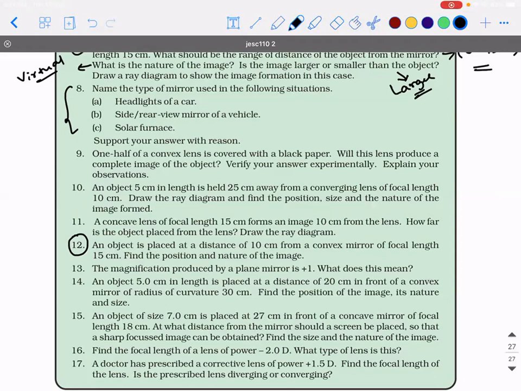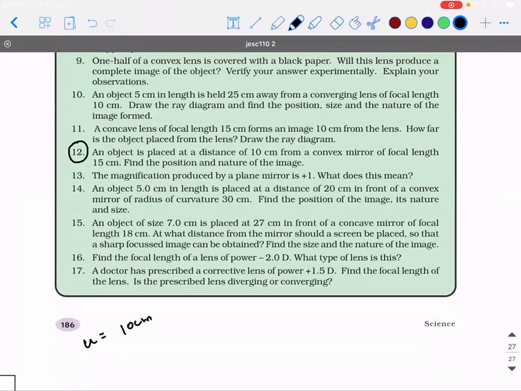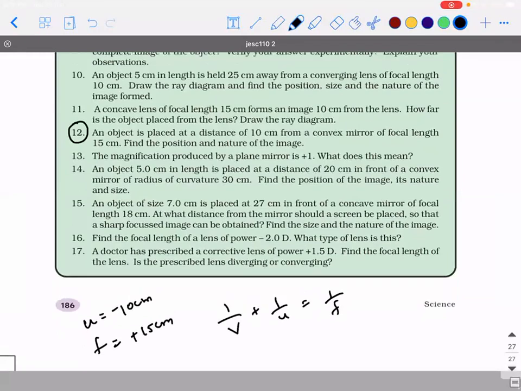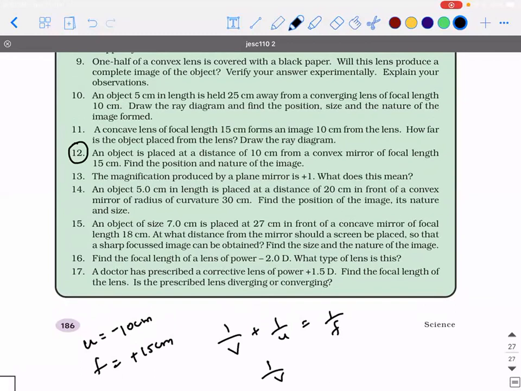What is the answer, guys? Sir, is it 6 centimeter? Okay, let me check. So u is how much? 10 centimeter. Focal length is 15 centimeter. Tell me the sign. u is negative, f is positive. So 1/v + 1/u = 1/f. I'll write one more step. 1/v + 1/(-10) = 1/15, which implies 1/v = 1/15 + 1/10.